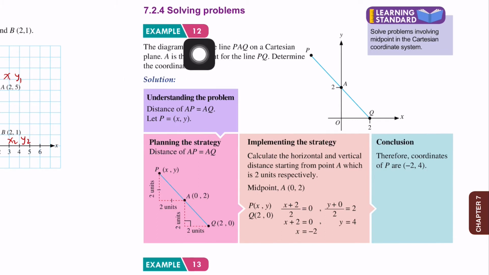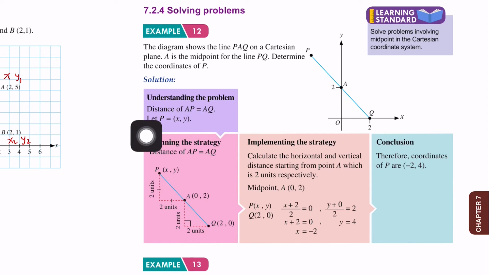Example 12. The diagram shows the line PAQ on the Cartesian plane. A is the midpoint of the line PQ. Dia dah bagi tahu, A is the midpoint. Determine the coordinate of P. So sekarang macam mana kita nak buat? Okay, so solution. Understanding the problem.